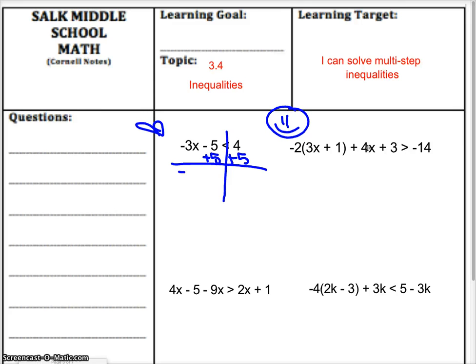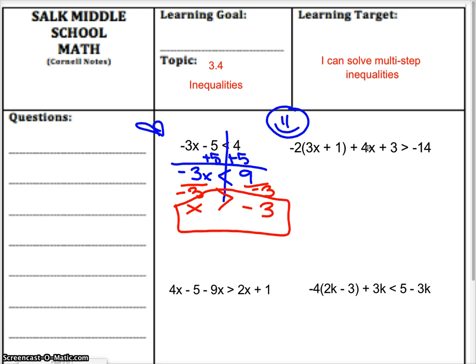And I get negative 3x is less than 9. And then I need to divide by a negative. Ooh, did you hear? So that means I need to flip. So I'm going to flip. So I get x is bigger than negative 3. It's lined up weird. I'm sorry. Okay, last one as a class.